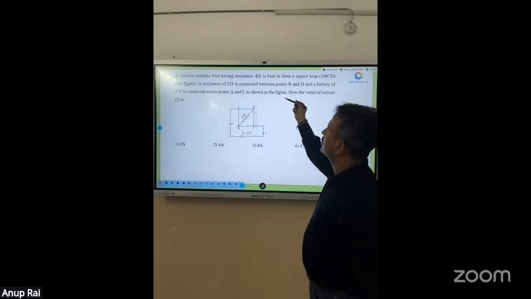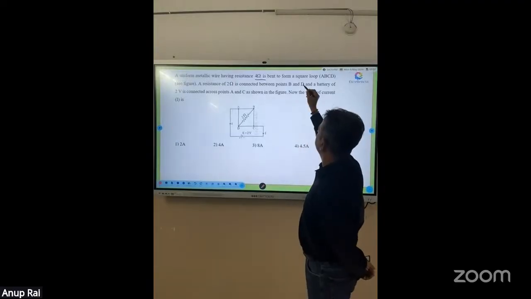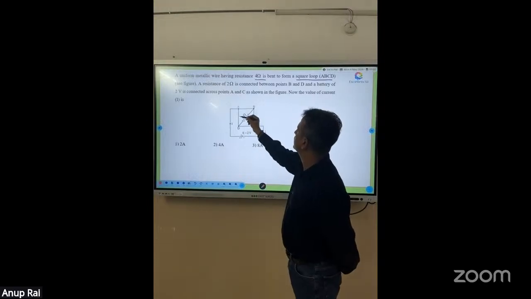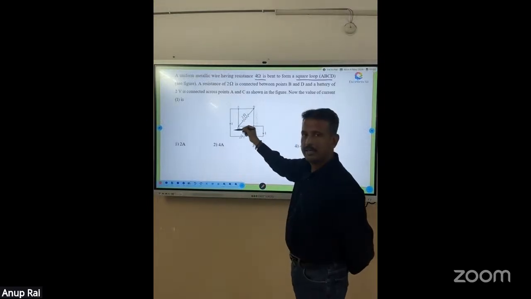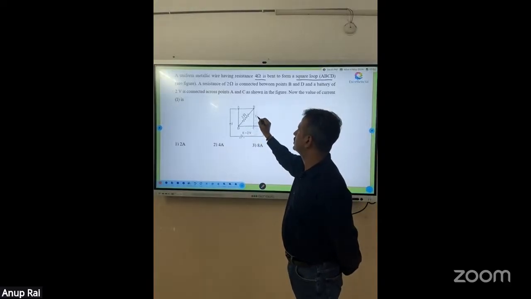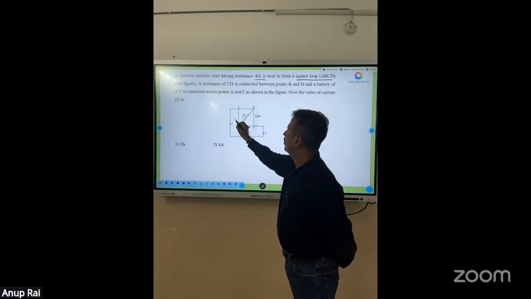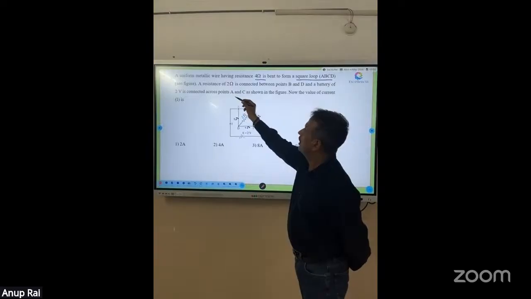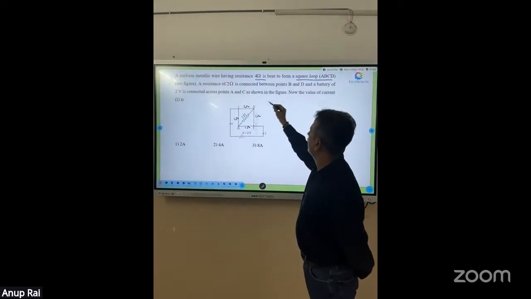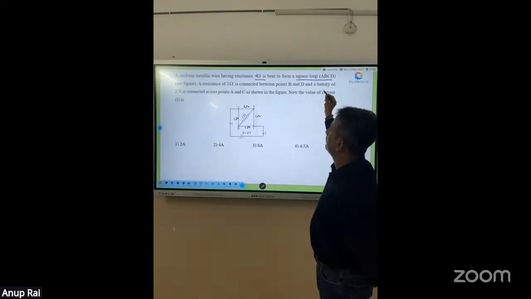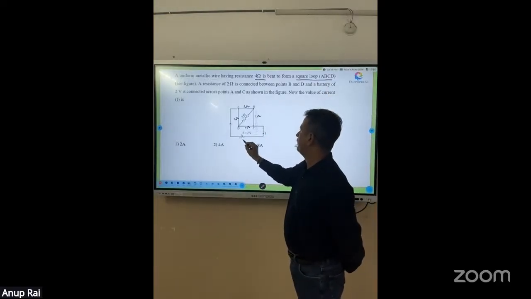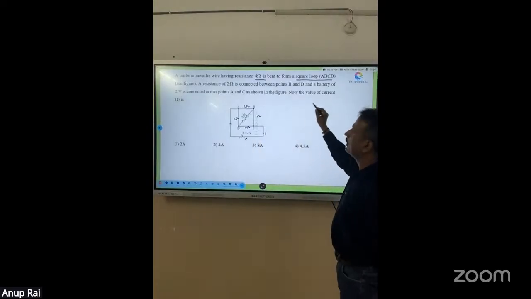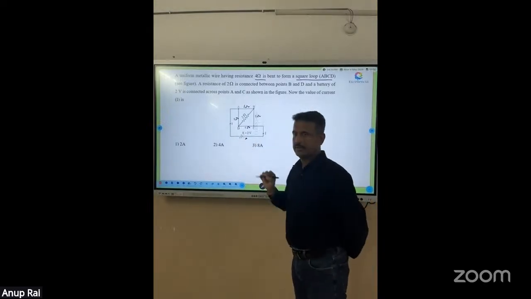A uniform metallic wire having resistance 4 ohm is bent in the form of a square loop ABCD. So this is A, B, C, D. The total resistance is 4 ohm, which means they are of equal length. So each one is going to have a resistance of 1 ohm, 1 ohm, 1 ohm, and 1 ohm, right? Now, a resistance of 2 ohm is connected between points B and D as a diagonal, and a battery of 2 volt is connected between A and C. We need to find the total current, right?